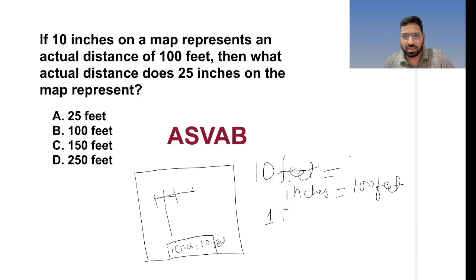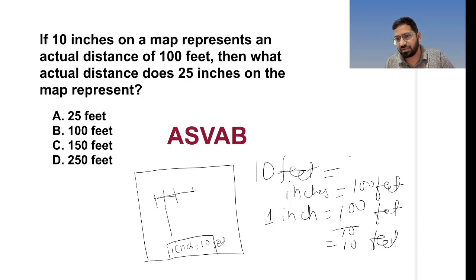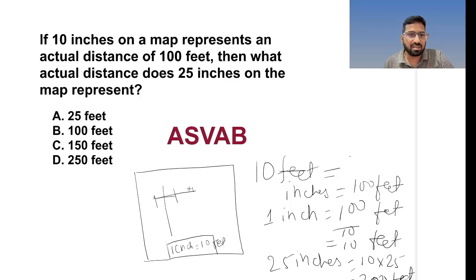So 1 inch will represent how many feet? Will it be less or more? It will be less, right? 100 by 10, that is 10 feet. 1 inch represents 10 feet, and 25 inches will represent 10 times 25, that is 250 feet. And the answer is D, that is 250 feet.